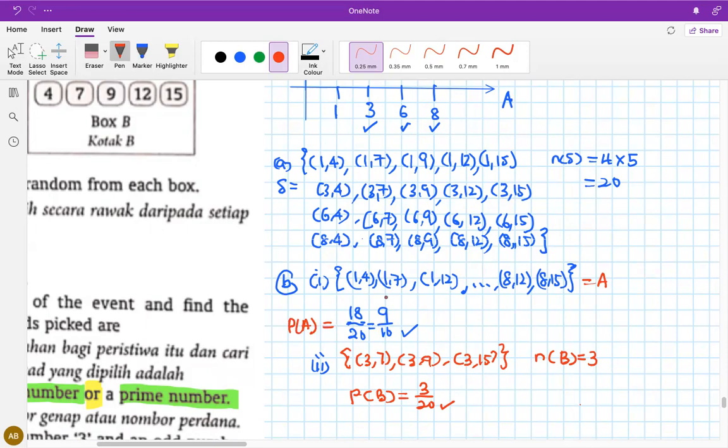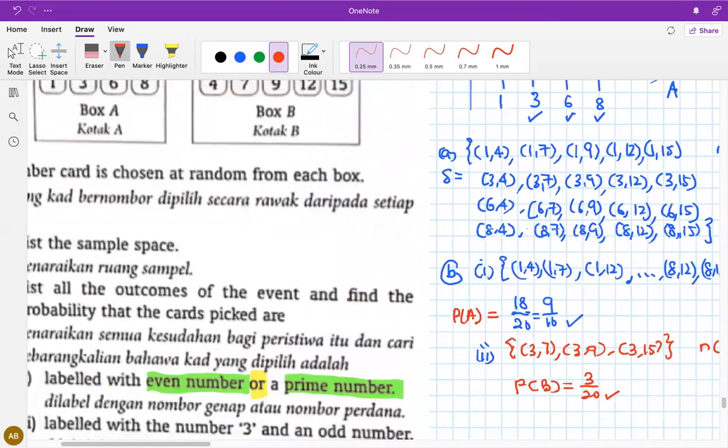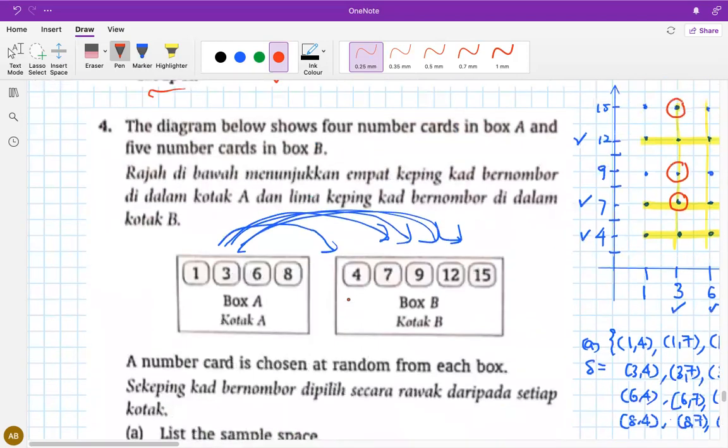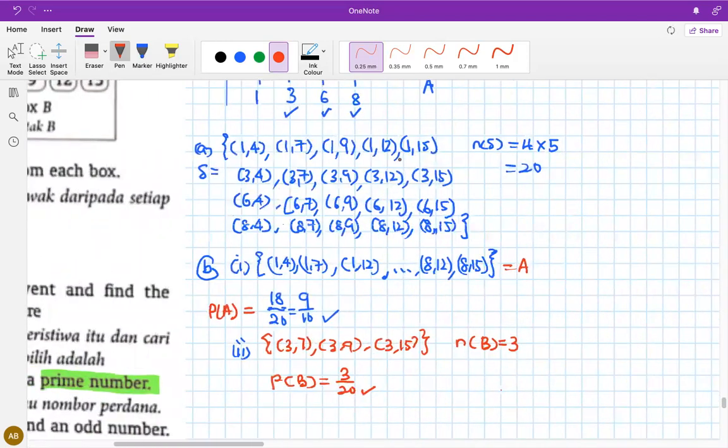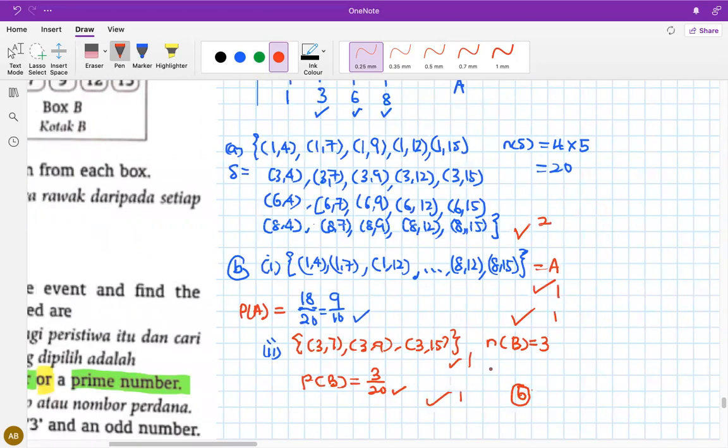So this is the solution for question 4. So simple. Usually this one is 2 marks, and then this one is 1, and then 1, 1. So it's a 6 marks question.